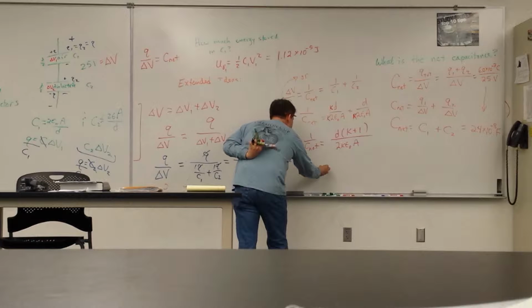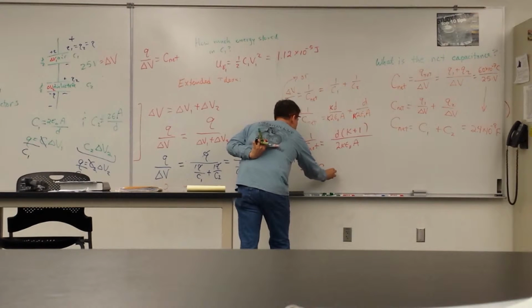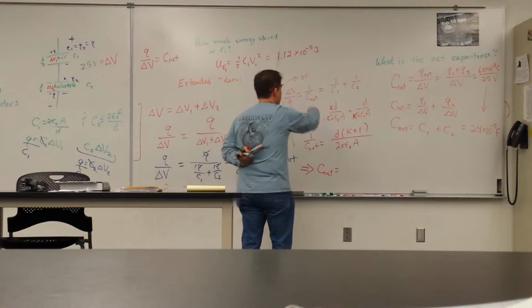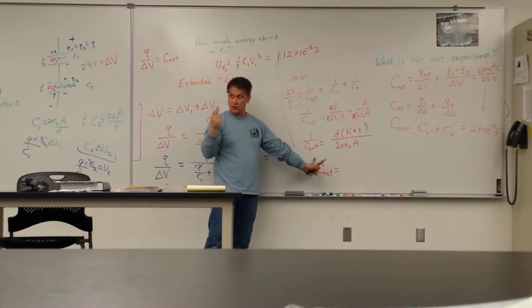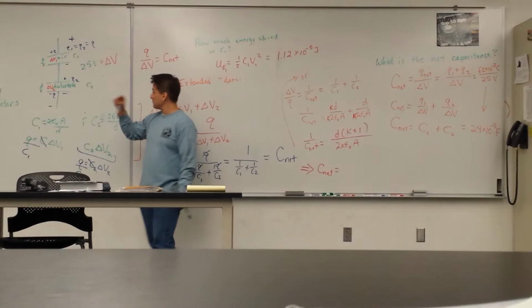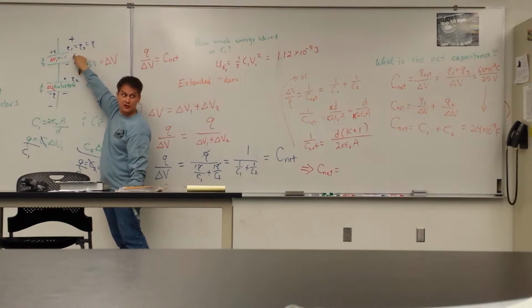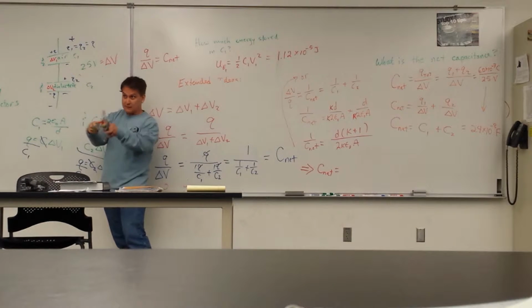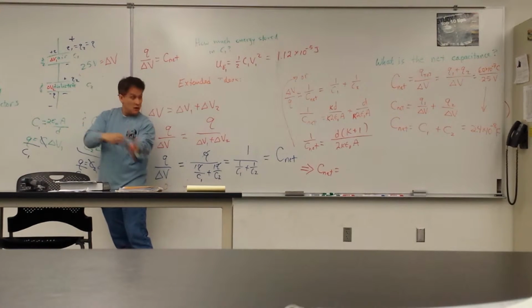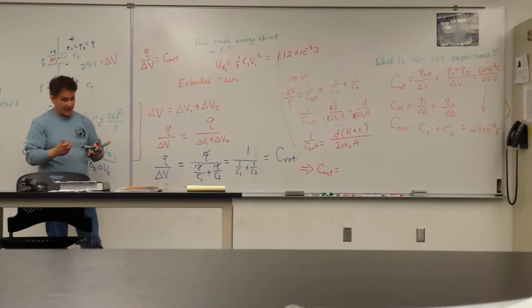So in these terms, I put it this way just to make the math a little bit easier. But if we solve for the net capacitance in terms of these, again, the assumption is the same distance of separation, the same charge, and the same surface area. What would this give us for a net capacitance?